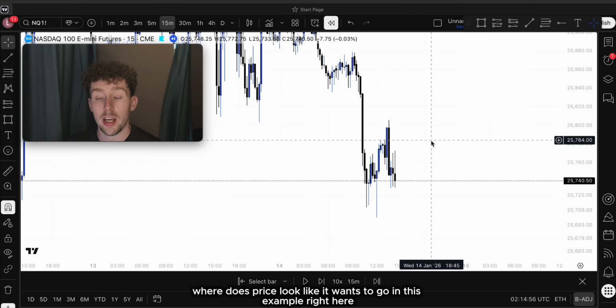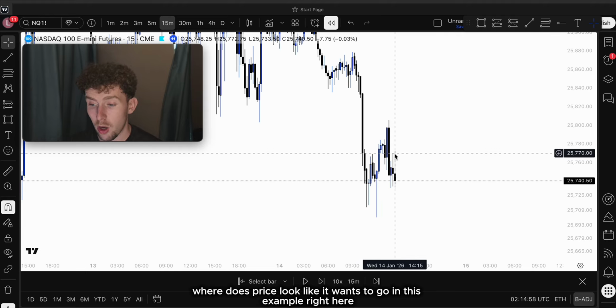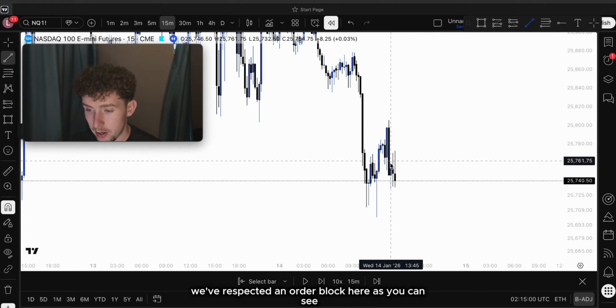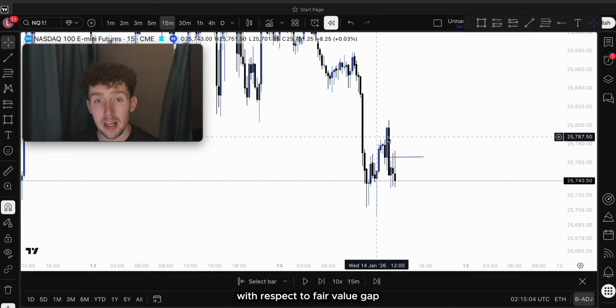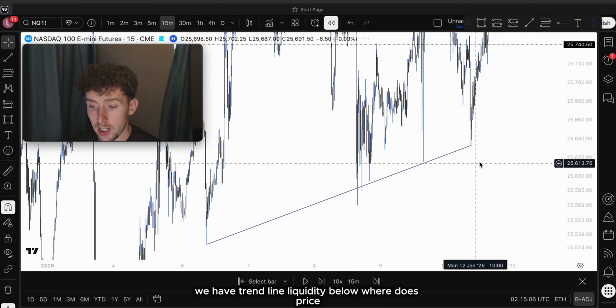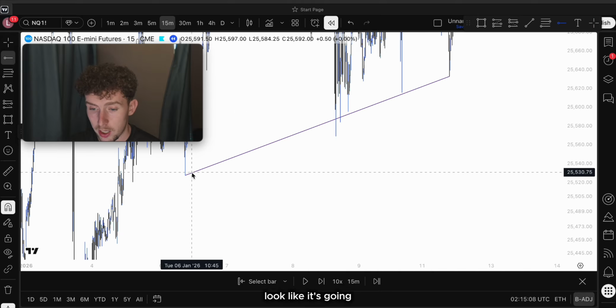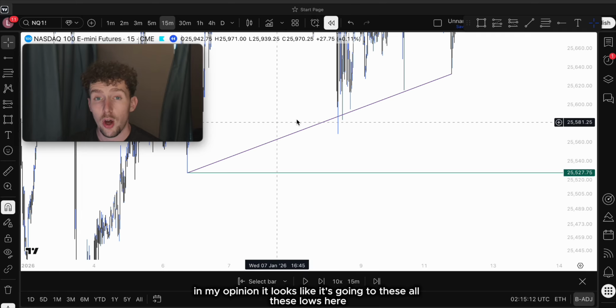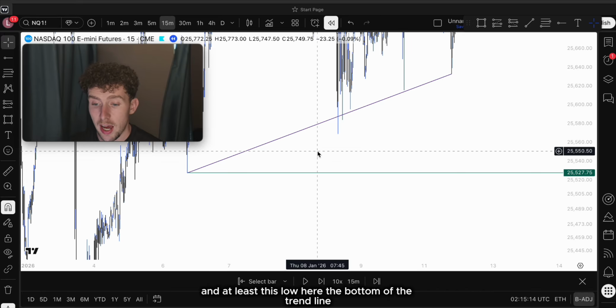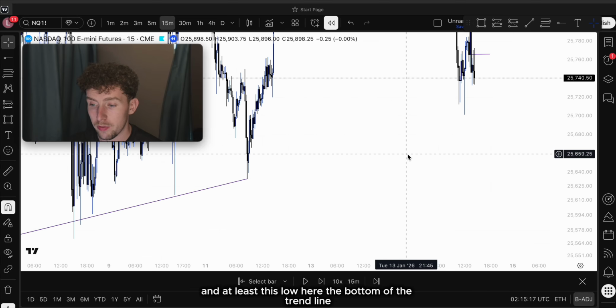Where does price look like it wants to go in this example right here? We've respected an order block here, as you can see. We have an order block right there. We've respected fair value gap. We have trend line liquidity below. Where does price look like it's going? In my opinion, it looks like it's going to all these lows here. That can be take profit levels, and at least this low here, the bottom of the trend line.